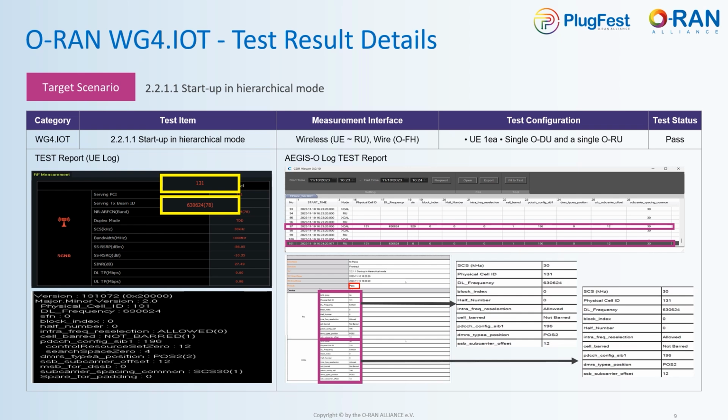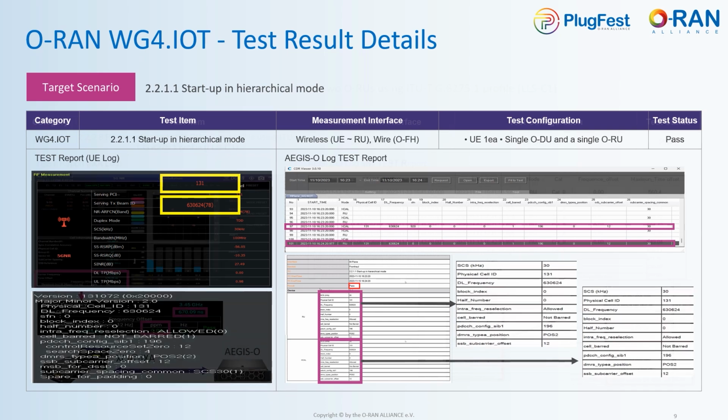You can see the log on the left is the XCAL-DM data, including PCI, bandwidth, SCS, and MIB value, and the table on the right is the log of EasySO and the detailed report result. Since the value received from XCAL-DM and the value received from the RU were the same, it was judged as pass.